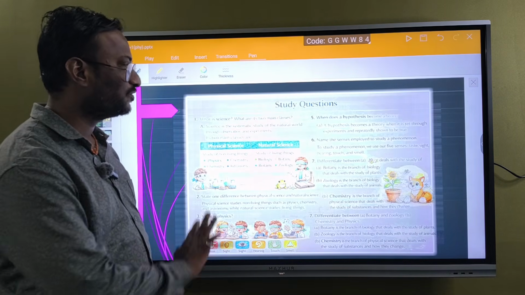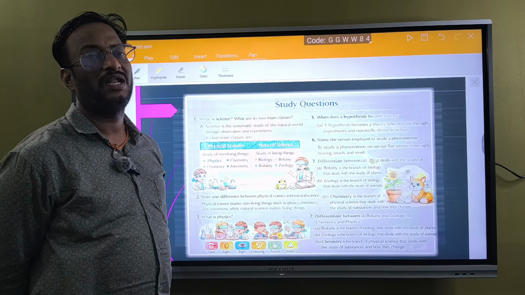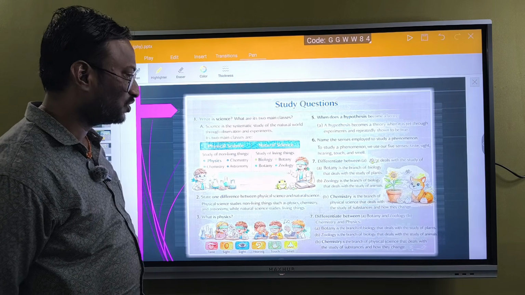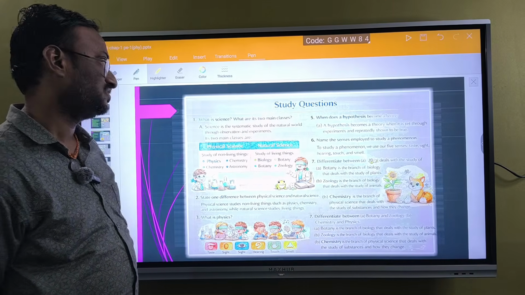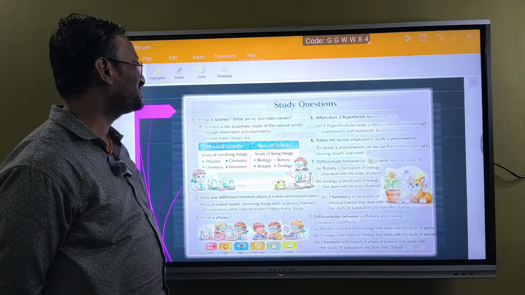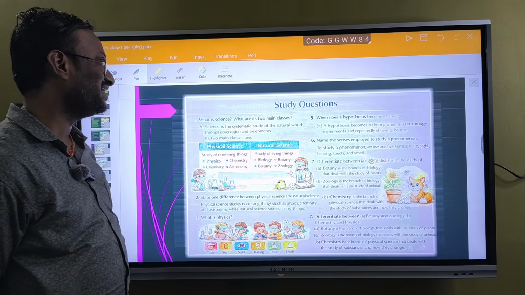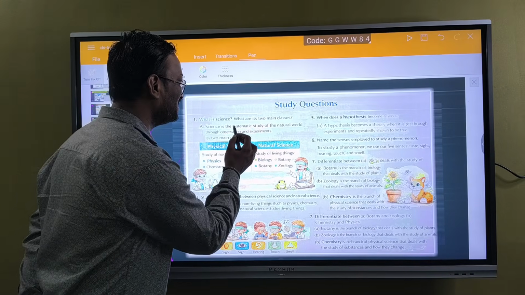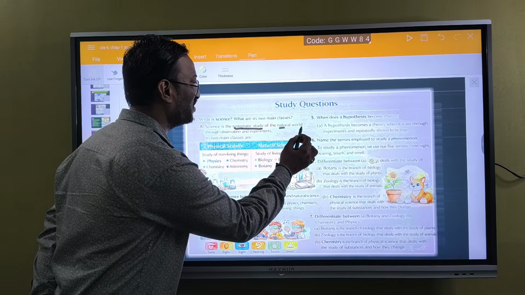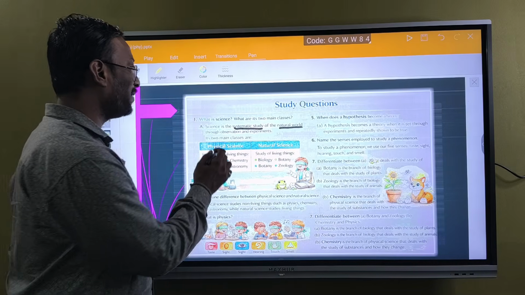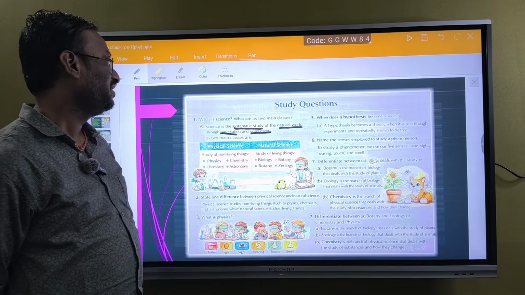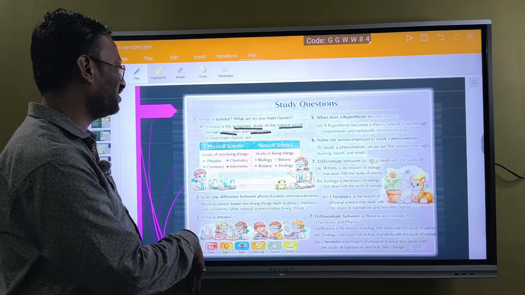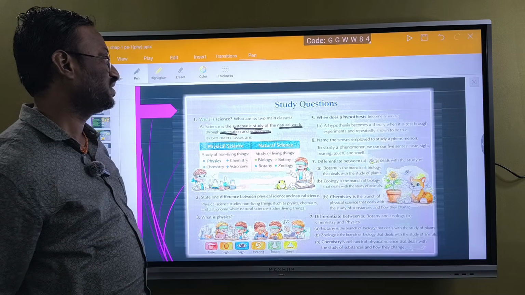And next children, we have some study questions here. Also I have given some questions and answers. We shall try to answer those questions. First one, what is science? What are its two main classes? Science is the systematic study of the natural world through observations and experiments. Its two main classes are physical science and natural science.